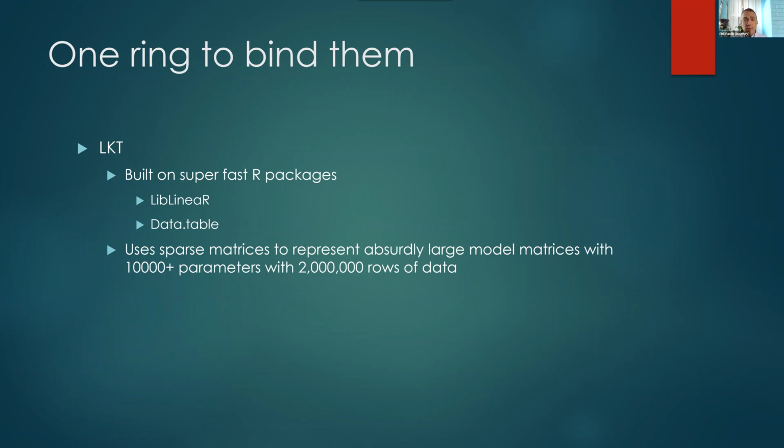It also uses sparse matrices to represent absurdly large model matrices. So, I think the largest we've worked with is more than 10,000 parameters and 2 million rows of data, which of course wouldn't even turn over. It would give you a memory error right away if you were using a data frame with GLM and R.